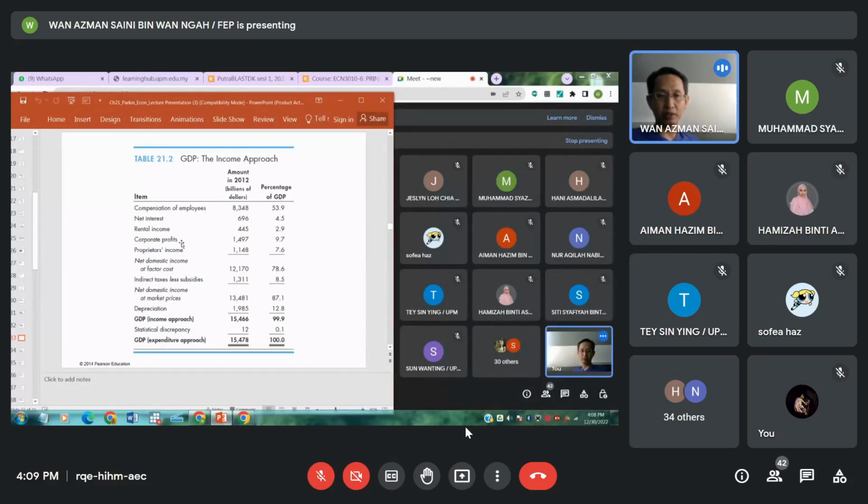So this is the way on how to compute. You need to remember these important components of income. This is wages to employees. This is interest income, rental income, corporate profits, property incomes. The rest are adjustments that we need to make in order to get GDP using income approach. And the last adjustment is statistical adjustment to make sure that the numbers through income approach are equal to the numbers that we get from expenditure approach.